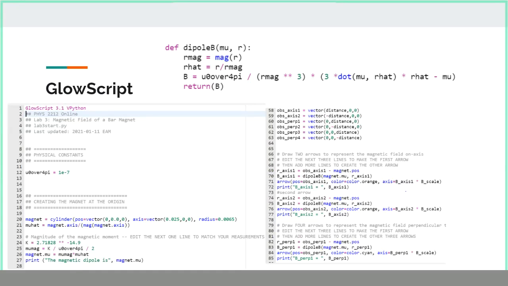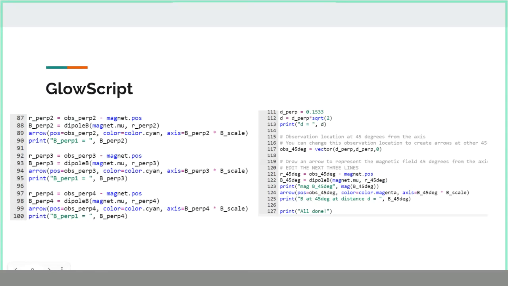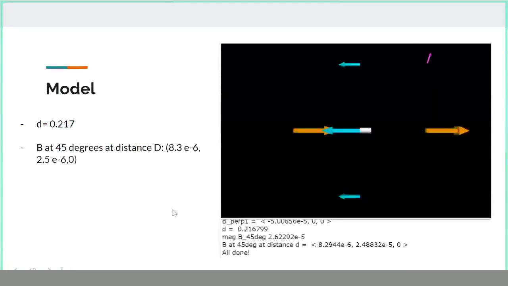I edited the observation axes to the appropriate vectors using distance. I added arrows to illustrate the magnetic field at different points. Finally, I printed the distance and the B at 45 degrees and the distances. Here's my model, where you can see d and the B at 45 degrees and the distances. You can see my model right here.